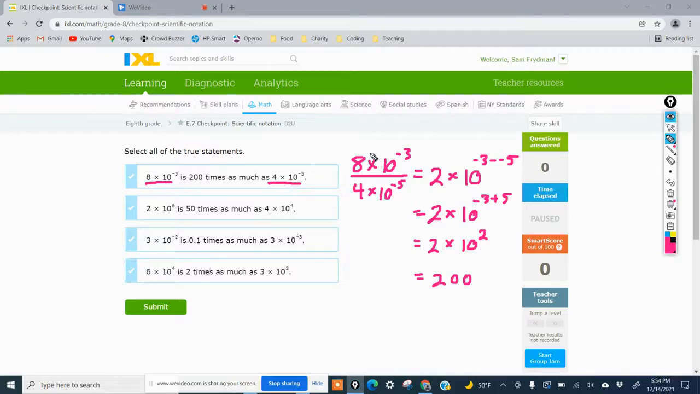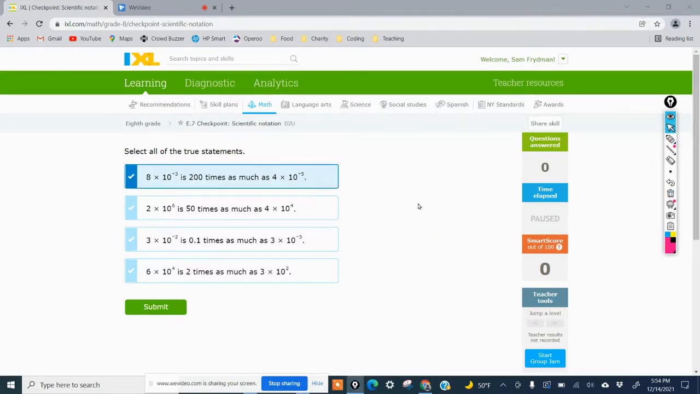Okay, and we know that because when I take this one and divide it by this, I get 200, meaning that this number fits inside of this number 200 times. Okay, so let's click that one. Is 2 times 10 to the sixth 50 times as much as 4 times 10 to the fourth?